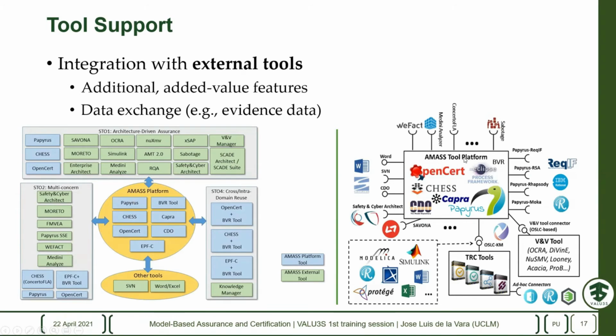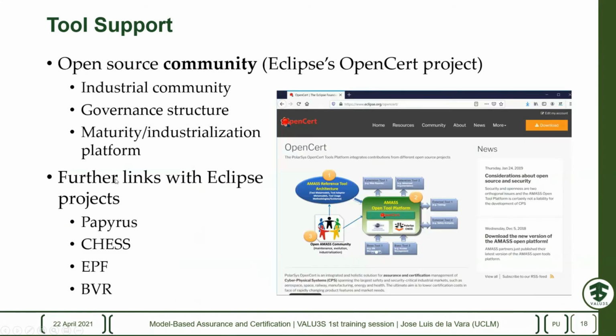At the end, this AMASS tool platform integrates different open source solutions, Eclipse projects, that cover different needs of the method. So that was, for example, CHESS for system modeling, EPF for process engineering, Papyrus also for system modeling. So there are specific links with these other projects.